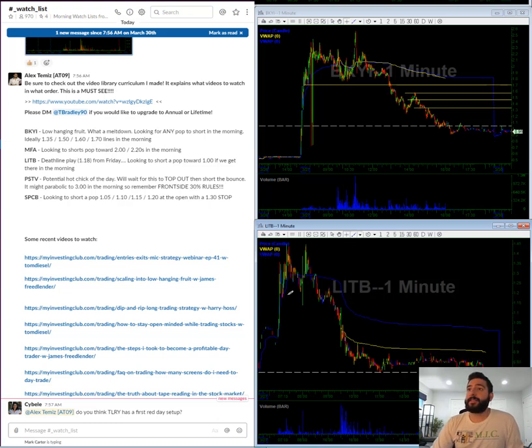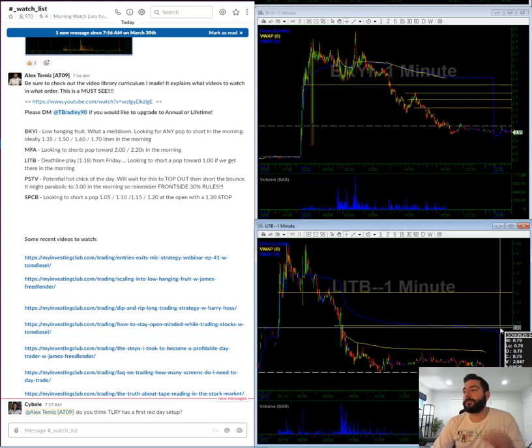LITB, another death line setup. This stock was gold almost, but it broke the death line and went straight down. So in the morning, what I'm looking for is a pop towards this $1-ish level, which coincides with VWAP. I really won't chase it down this weakness. I'd rather wait for it to pop.